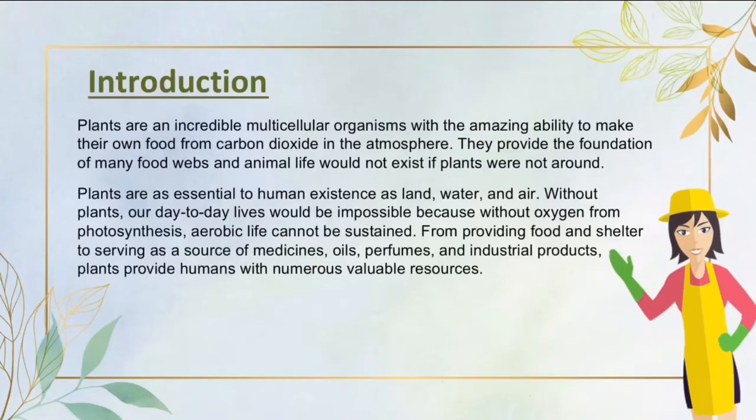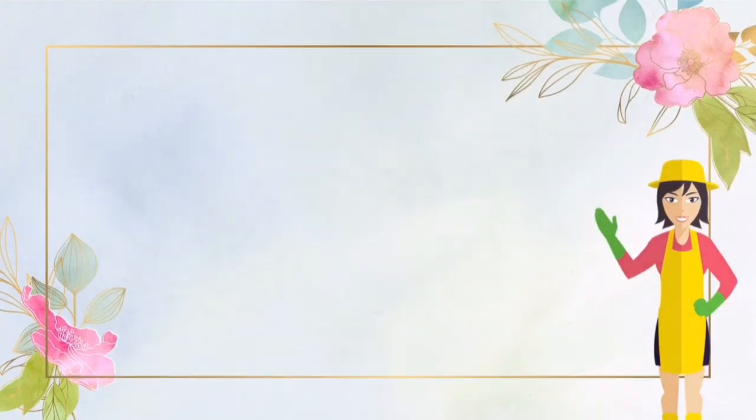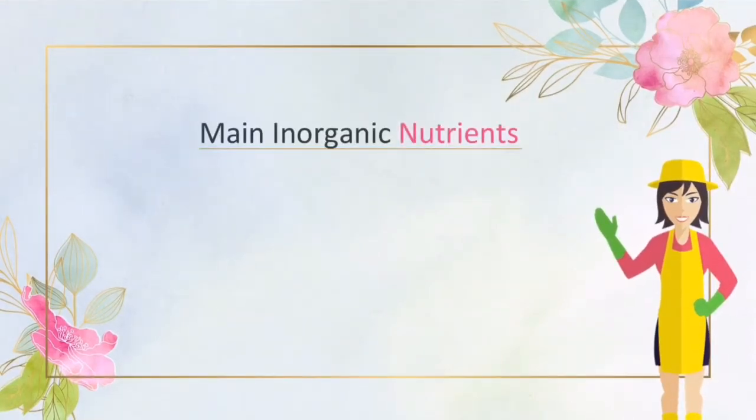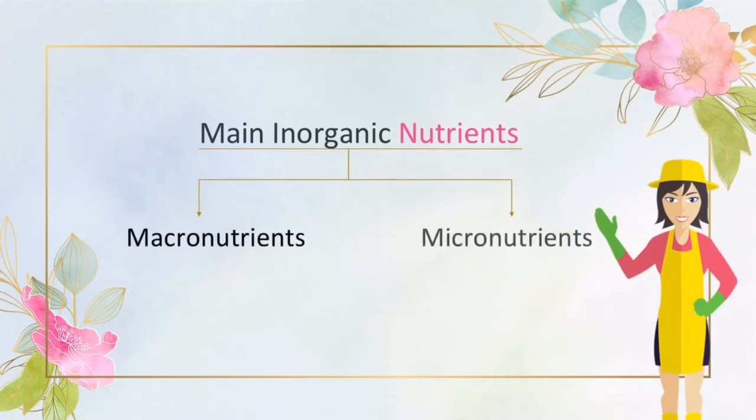with numerous valuable resources. And that is why it is crucial for us to take care of our plants and make sure they are healthy. But how do we do so? The answer is by making sure our plants get enough nutrients. Main inorganic nutrients are divided into two, which is macronutrients and micronutrients.